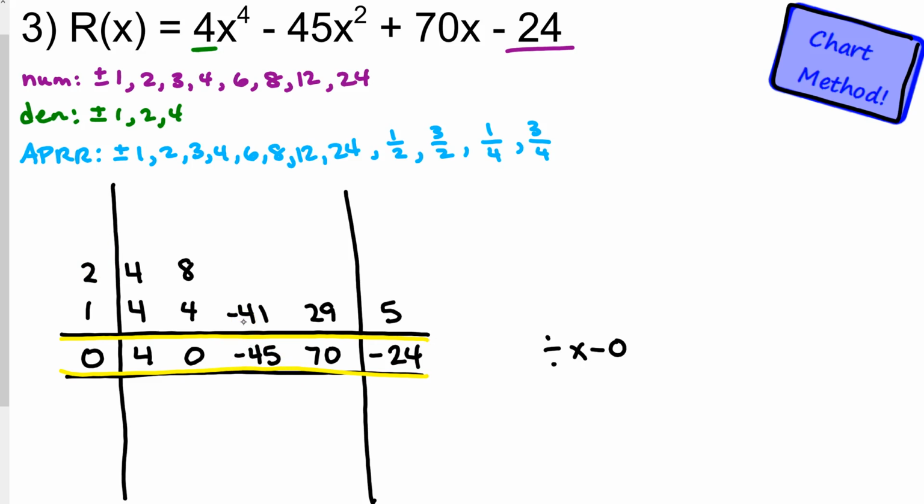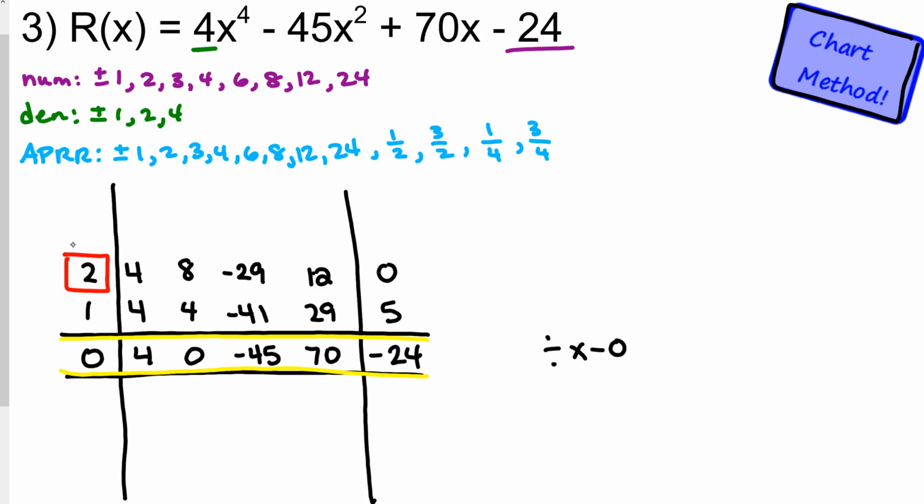I'm going to grab my calculator. I don't want to do all this in my head. So 8 times 2 plus negative 45, and that's negative 29. Negative 29 times 2 plus the next number in the 0 row, which is 70, and that's 12. 12 times 2 plus the next number in the 0 row, which is negative 24, and we get a 0. So that's great. Now we have a root. So x equals 2 is a root.